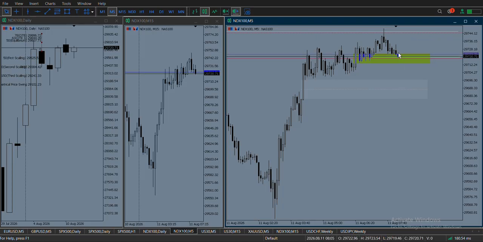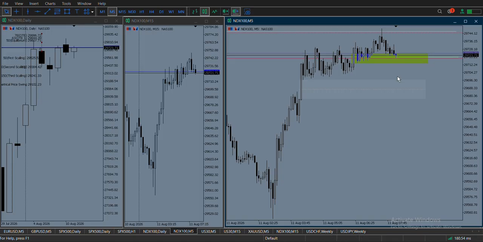So we can expect price in the next 1 to 2 candles to deliver either lower prices or start trading to that high here. So we've run lower, we've touched the open, we've barely touched the weak opening gap low. Let's see how it behaves.